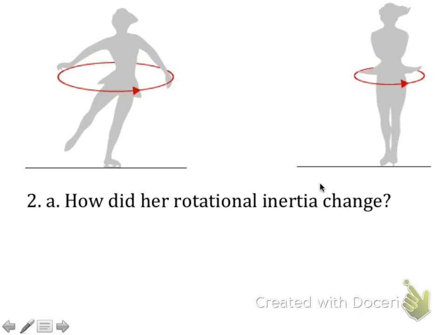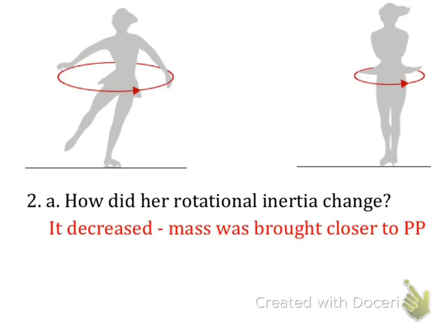So how did her rotational inertia change? I think a lot of you have already said this, so write that down. Sarah, how did her rotational inertia change? Changing the shape of her body. Yeah, it got smaller.